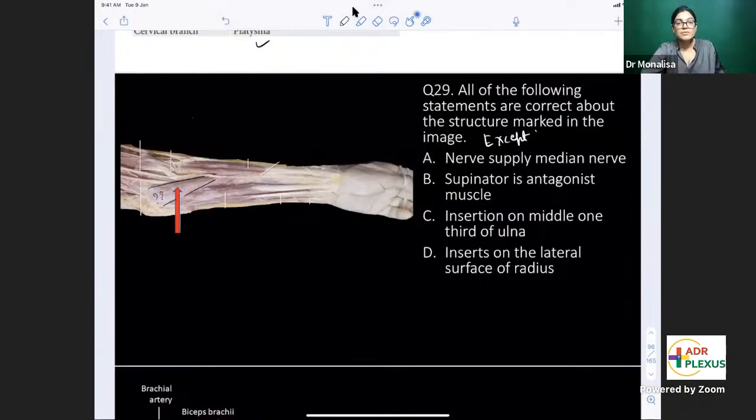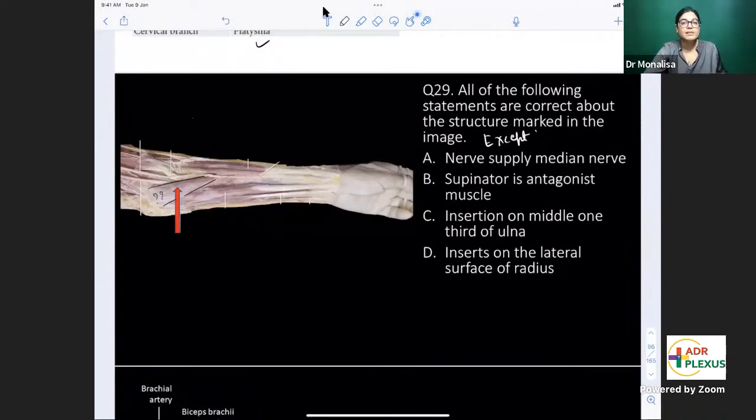I'm getting a few of the answers. Supinator? No dear, it's a superficial dissection only. How can it be supinator? Pronator teres, absolutely correct. Pronator teres is the right answer. This is the region of the cubital fossa, and this muscle is in the superficial plane, and this is the pronator teres muscle. So what is the right answer, dear?